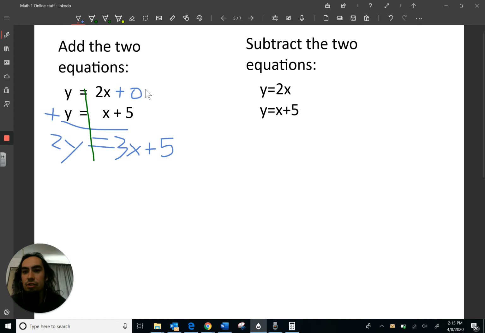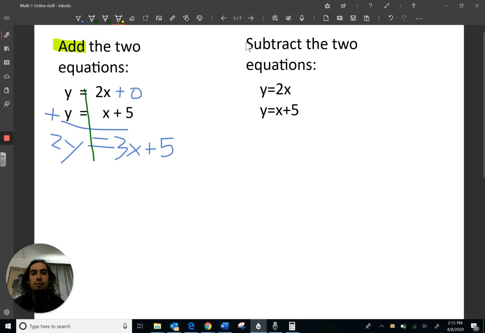What did I just do? I added the two equations. That does not look very good. In fact, I can use highlighter. I added the two equations. I took the y's and I added them together. I took the x's and I added them together. And I took our constant terms. The constants are the ones without variables. I took my constant terms and I added them together also. And there we go. So I did it. I added the two equations.